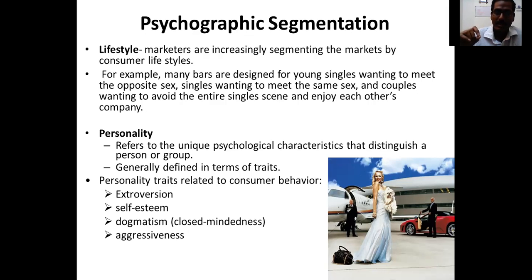Next one is personality. It refers to the unique psychological characteristics that distinguish a person or a group, generally defined in terms of traits. So, you would have heard about the different personality traits like extroversion, self-esteem, dogmatism, and aggressiveness. So, according to this, also they do the segmentation.